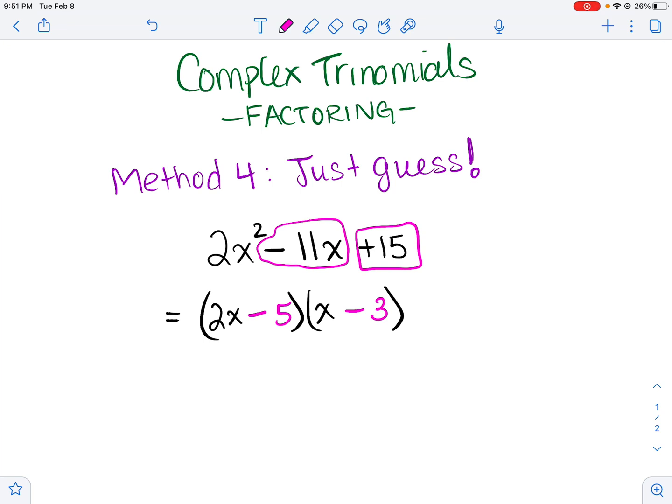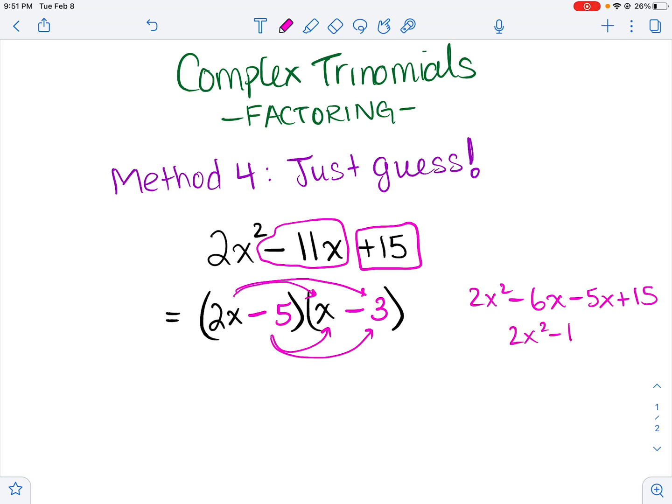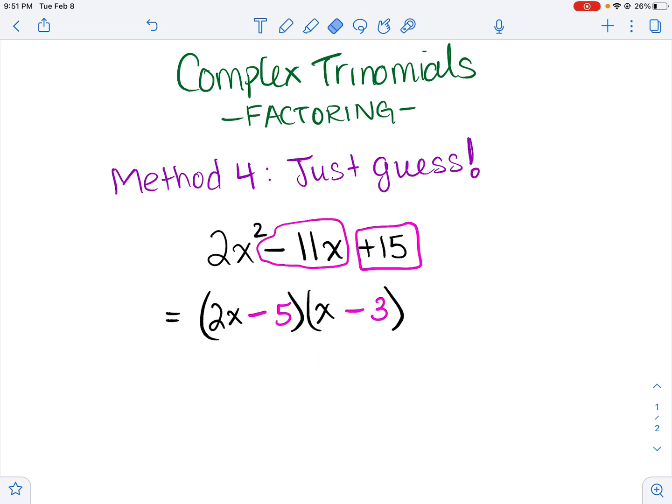Now I just have to see if that actually works, because I just popped the 5 and 3 in there randomly. So now I would just trial it out. 2x times x, 2x squared, check. 2x times negative 3, negative 6x. Negative 5 times x, negative 5x. Negative 5 times negative 3, positive 15. Collect my like terms. I got 2x squared minus 11x plus 15. So I literally just guessed it. Kind of. I knew some stuff, so I used that to my advantage.